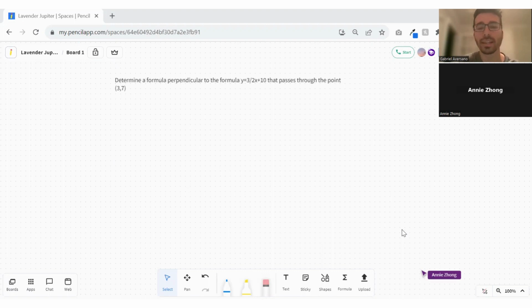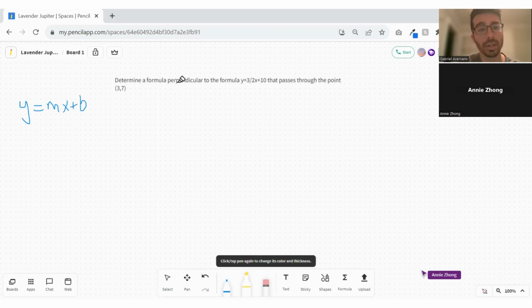Yeah, great. Hey, Annie. Let's go through this question. So we're trying to determine a formula, and that's going to be an equation of a line. So remember the equation is y equals mx plus b. And we know a couple things about this line. First of all, it's perpendicular to this other line, y equals 3 over 2x plus 10. And then we also know that it passes through this other point, 3, 7.